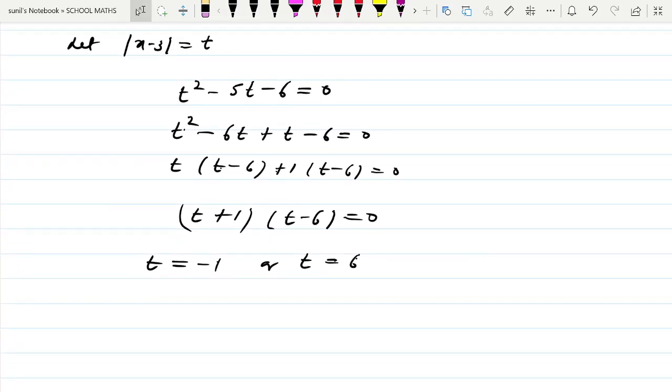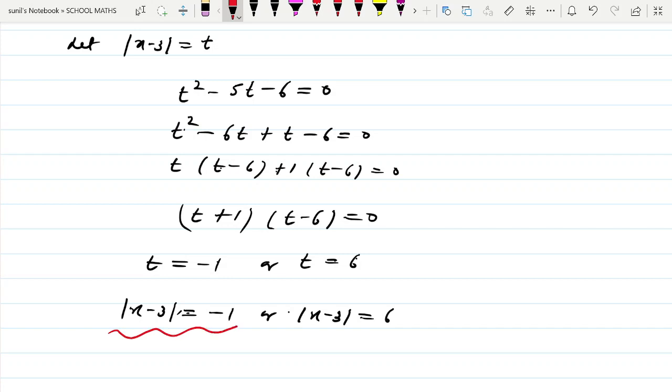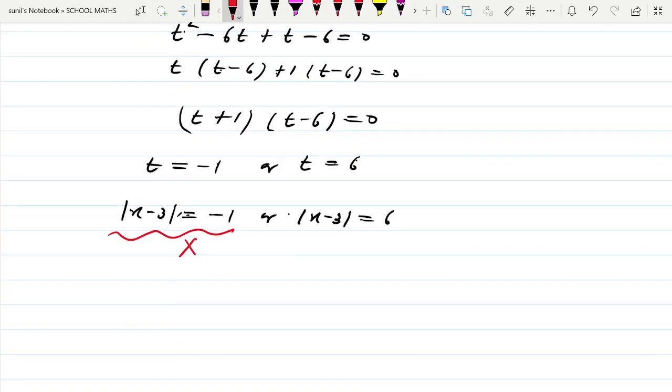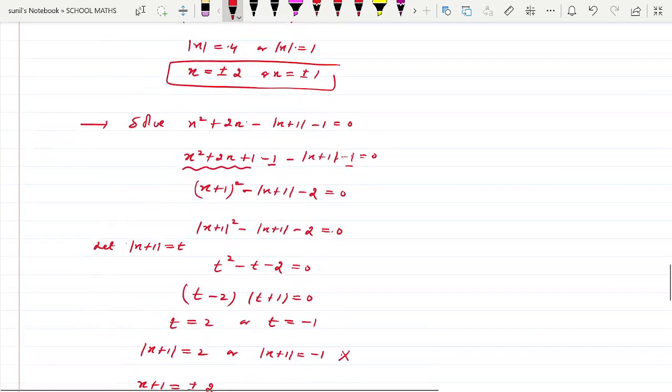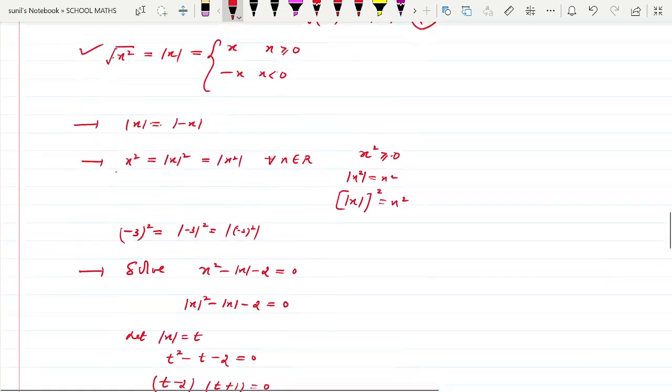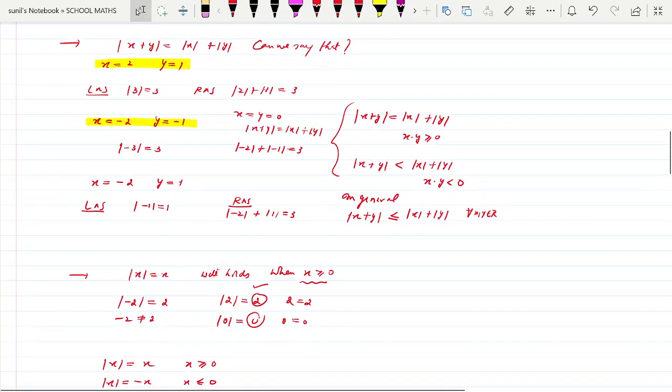Now what is t? t is mod x minus 3, so mod x minus 3 is equal to minus 1 or mod x minus 3 is equal to 6. Certainly the first case is not valid. It is not possible because modulus cannot take a negative value. So now if we simplify this, x minus 3 must be plus minus 6. If I take a plus, then x is equal to 9, and if I take negative, then it will be minus 3. So these are the possible values, guys. I hope the concept is easy, and you can understand it easily by remembering these results, and these results are not so difficult to handle.